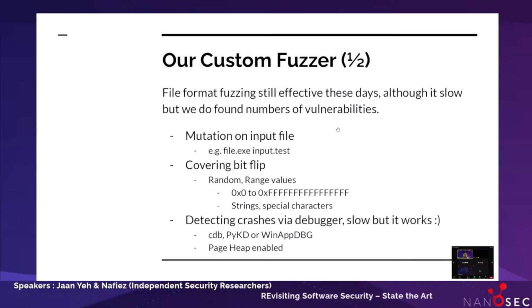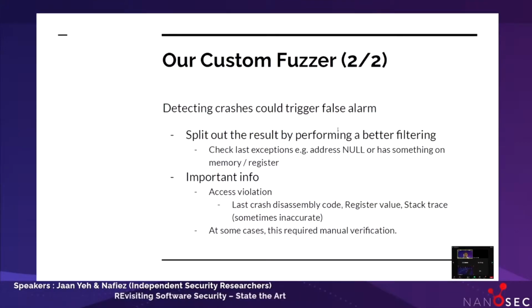We're detecting the crashes via a debugger. Yes, although it's very slow, it works for us. Detecting crashes could trigger false alarms, so we need to sort out the results by performing better filtering. For example, by checking the last exception, like address null or something in memory or register. Some very important info includes access violations, last crash disassembly code, register values, and stack trace. Sometimes these require manual verification in our spare time.